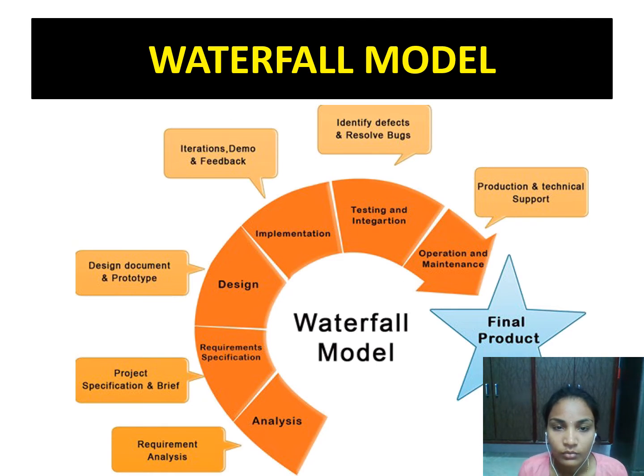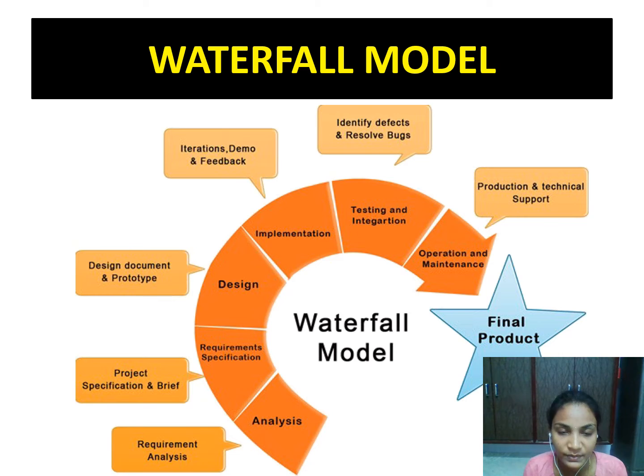Now comes the waterfall model. In this waterfall model, the first step is analysis. In this analysis, the software developer goes to the customer and gets the requirements for the project. Second step is requirements specification: project specification and brief about the requirements, where there will be a deep discussion. And the third step is design. According to the requirements, they will design a project, and here the blueprint will be created about the project.